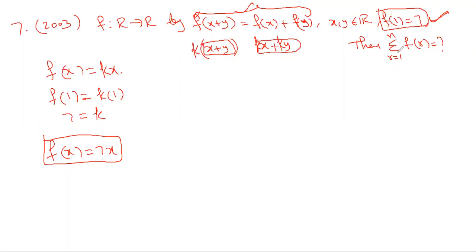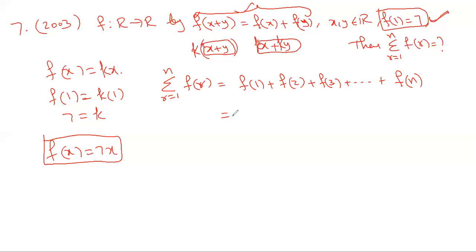Once you get that, what is the meaning of the summation? Summation of r is equal to 1 to n, f of r equal to f of 1 plus f of 2 plus f of 3 plus and so on plus f of n. That's what the meaning of this summation. What is f of 1 according to the definition? f of x is 7x. So 7 into 1. f of 2, 7 into 2. f of 3, 7 into 3. And so on. f of n, 7 into n.